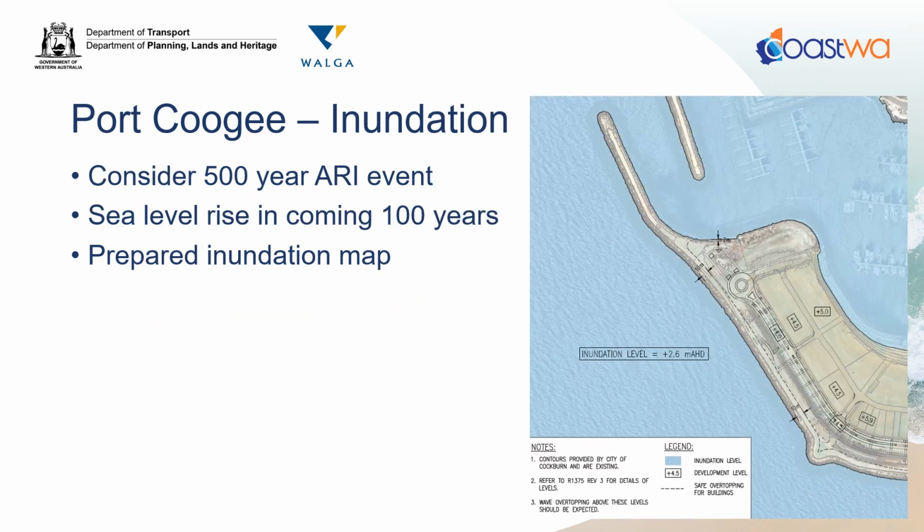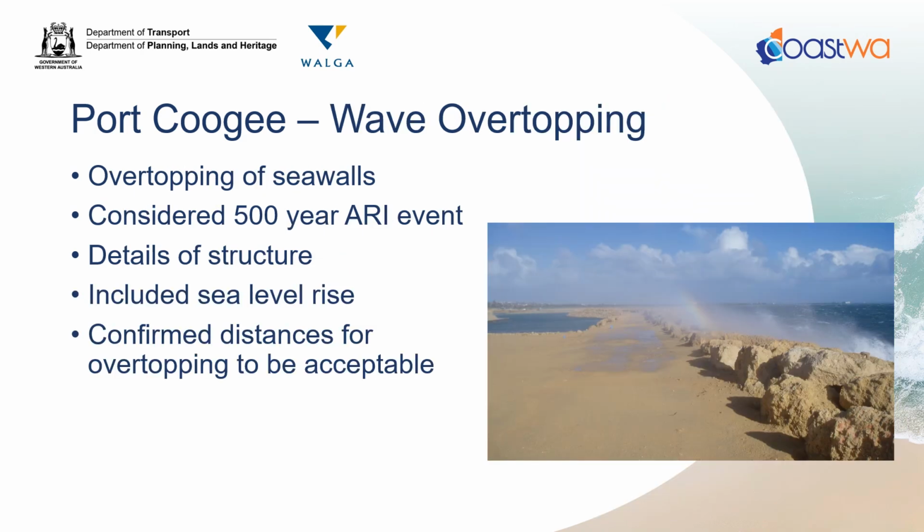So the inundation assessment considered the 500-year ARI event, along with sea level rise over that coming 100 years, and the inundation map was prepared, and this shows, as you'd expect, the breakwaters and seawalls protecting that land from inundation during the design event. Along with the straight inundation, the assessment also required consideration of wave overtopping. So in those design events, when we have waves breaking on the breakwaters and seawalls, we can get water and spray coming over the top of the structures.